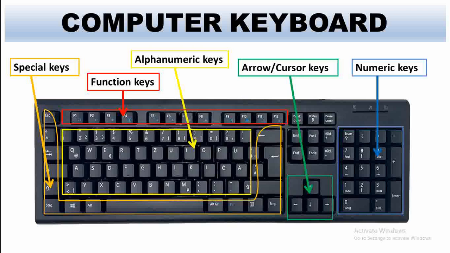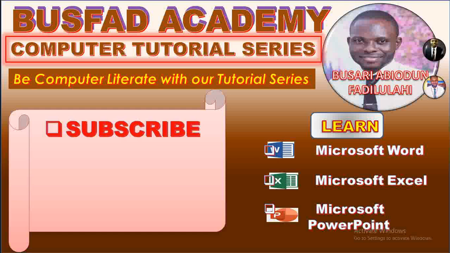Each of these keys, I'm going to explain them one after the other in the next video for you to understand their function. So like I said, those are the 5 sections: the alphanumeric keys, the numeric keys, the function keys, the arrow keys, which is number 4, while the last one is what? The special keys.